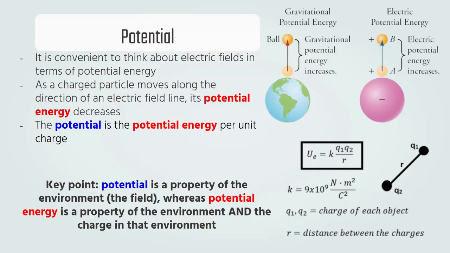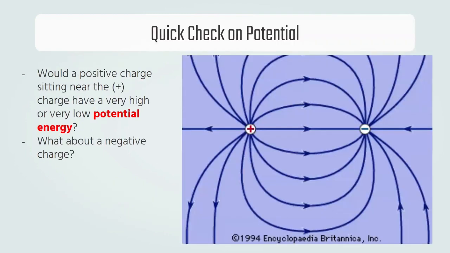And that's why we really talk about potential in circuits. We're not talking about specific charges themselves, we're just talking about charge in general, right? And that's what we want to talk about, the potential energy per unit charge. So this will become a lot more clear once we get to a simulation and a demo in a second, but just as a quick check, a positive charge sitting near this positive charge right here would have a very high potential energy, okay?